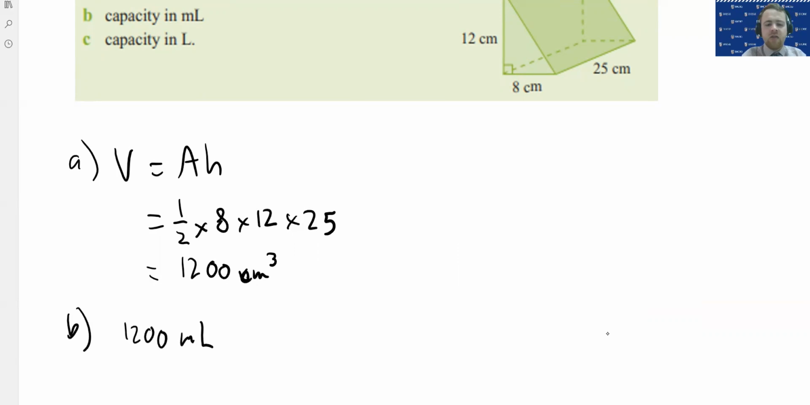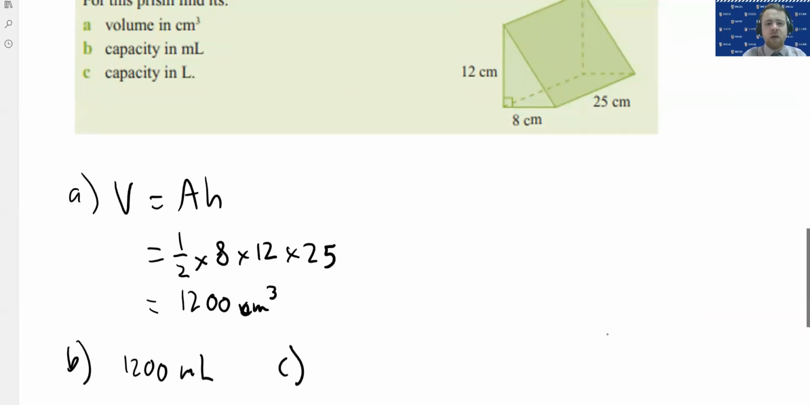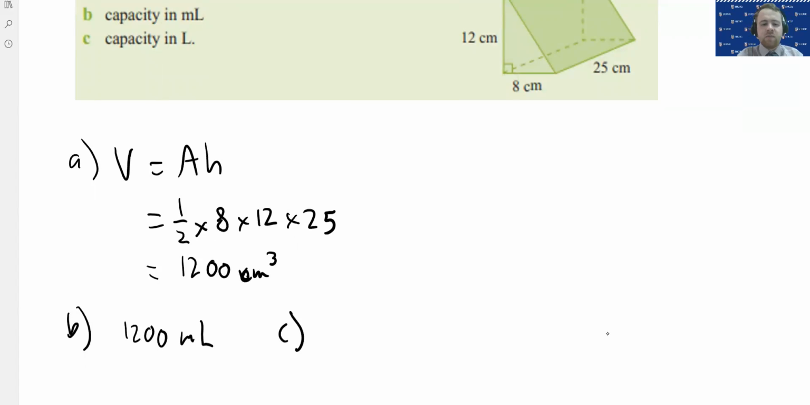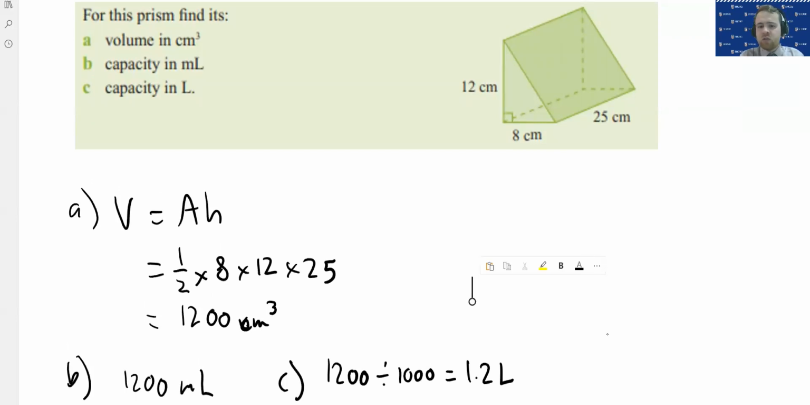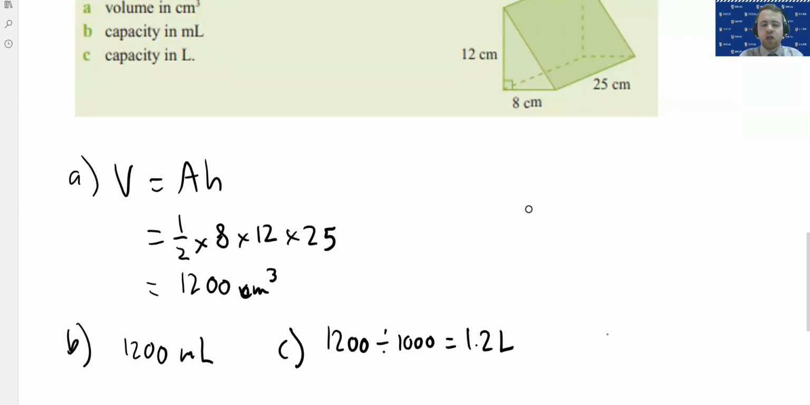Easy as that. And then for part C, we've got to do it capacity in liters. And we know that we just divide by 1,000. The reason why we divide is because liters are bigger than milliliters, so we need less of them. We're going to divide by 1,000 and we get 1.2 liters as our final answer. So this question is just like the volume questions we've done before, but then we just had to do the conversion into a capacity unit at the end. So we got it in centimeters cubed, and then we convert it to mils, and then we convert it to liters to finish off the question.